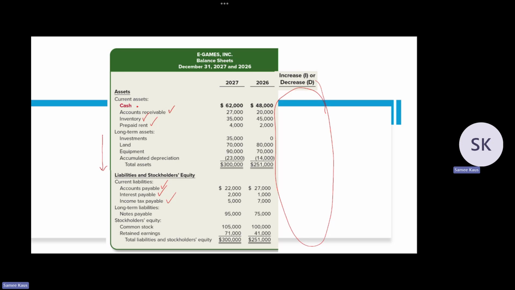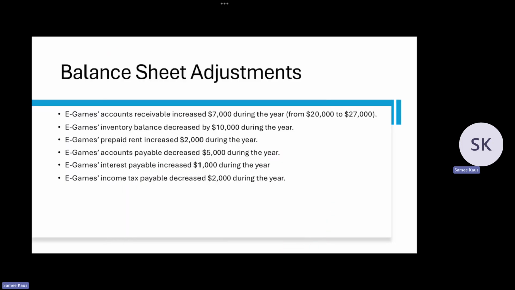So if you go through the process of doing that, we are going to see that our accounts receivable increased by 7, okay? Our inventory balance decreased by 10, so on and so forth, okay? So again, I'm going to set this up and say I have cash flow from operating. And remember that I have the two operating activities from my income statement that I've already done.